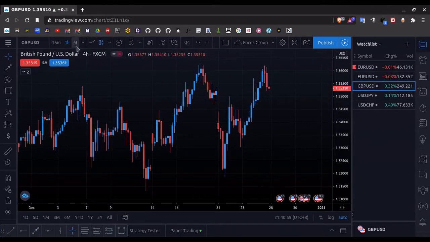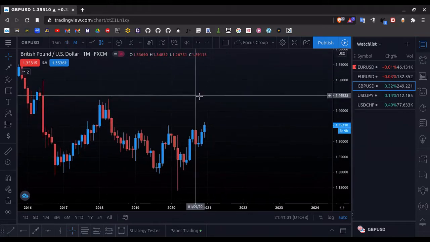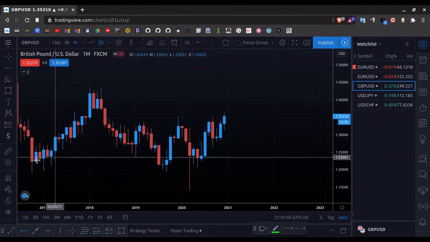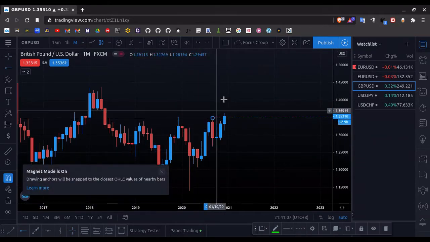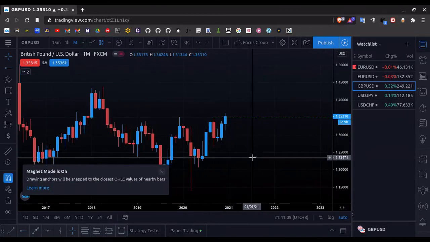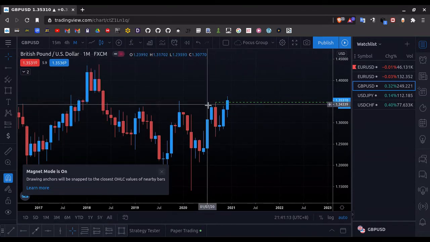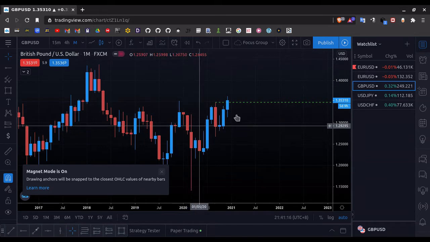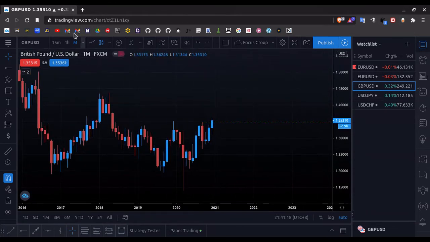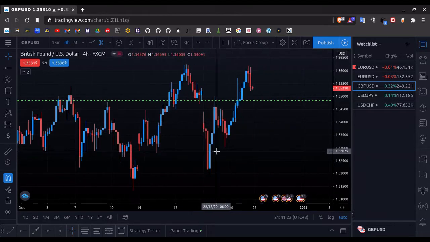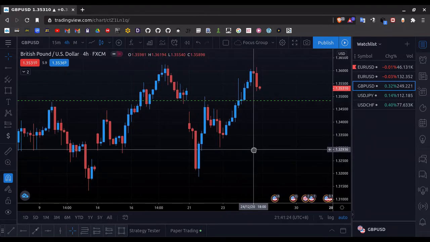GBPUSD would be our next pair to look at, and as you can see, the latest swing high was broken, so automatically this would give me a bullish bias on the monthly. As simple as that. This was the swing and it was broken to the upside, so I would be bullish on a monthly bias. So I can drop down now to my 4-hour time frame and look at the zones, try to find some zones.